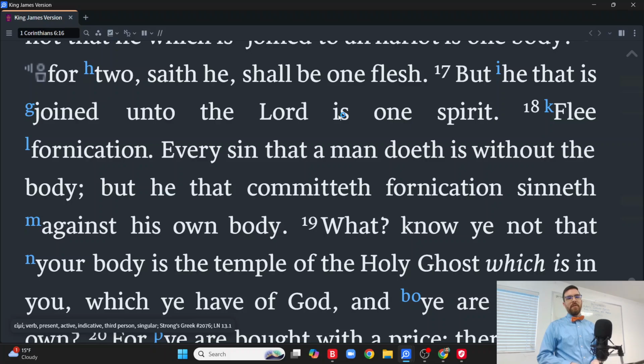But he that is joined unto the Lord is of one spirit. Flee fornication. Every sin that a man doeth is without the body, but he that committeth fornication sinneth against his own body. What does that mean? A man doeth, every sin that a man doeth is without the body. He made a conscious decision in his mind.